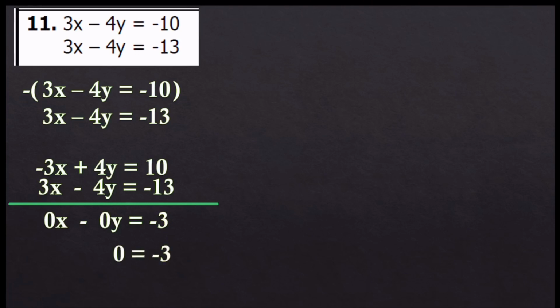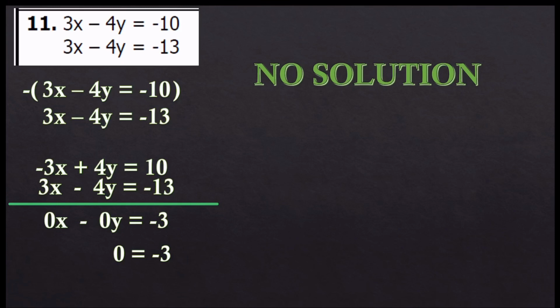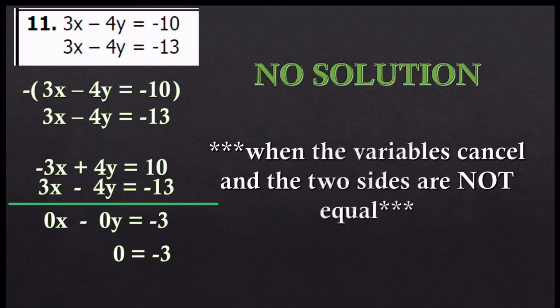So does 0 equal -3? Will it ever equal -3? No. So it's no solution. Remember, this doesn't change. If the variables cancel and the two sides are not equal, it's no solution.